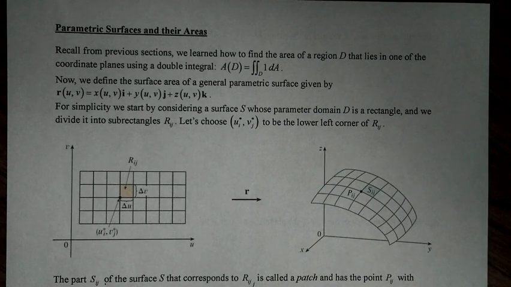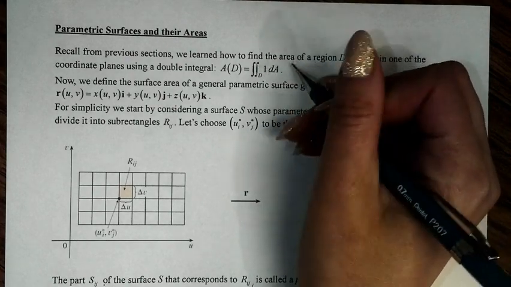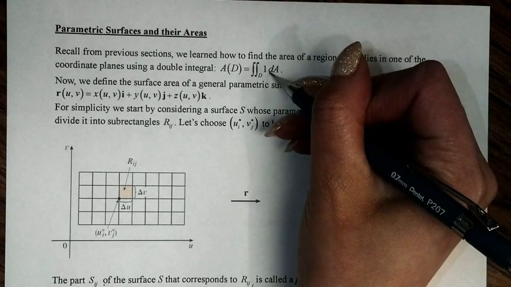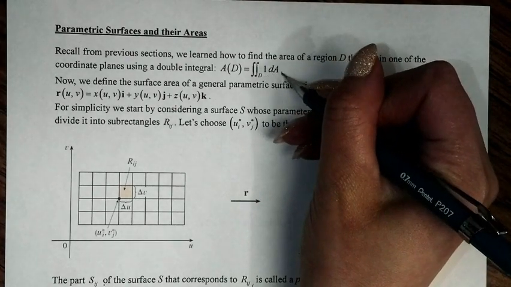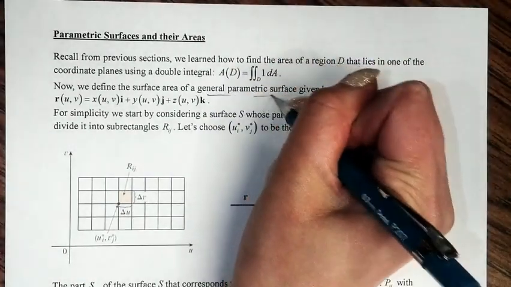Recall from previous sections that we learned how to find the area of a region D that lies in one of the coordinate planes using a double integral. Back then, what you learned was that the area is equal to the double integral over D of 1 dA. Now what we want to define is the surface area of a general parametric surface.